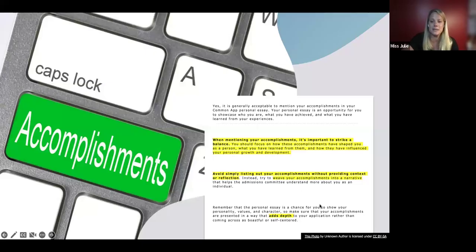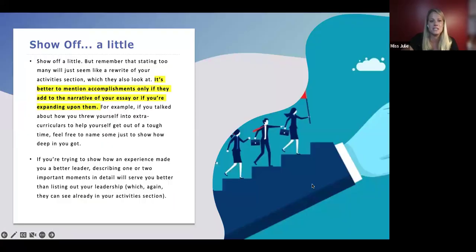So avoid listing your accomplishments without providing context or reflection. You can weave your accomplishments into your essay, but it has to be part of the narrative. It has to be cohesive, right, and not sound like a list. But yes, you can add accomplishments into your essay as well. Is it okay to show off a little? Yes, right? Go ahead, show off a little, but remember that stating too many accomplishments might look like a rewrite of your activity section, okay? So it's better to mention accomplishments only if they add to the narrative of your essay. And do they fit into the narrative of your essay is even more important, right?